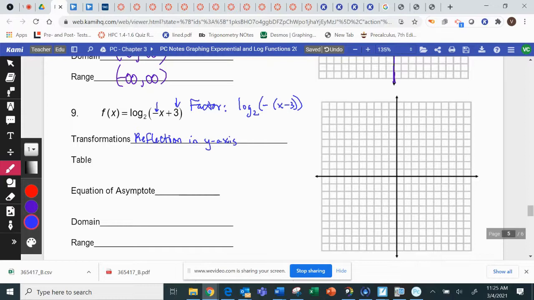So this is actually a translate right 3 units. If you don't believe me, graph it on your calculator or Desmos, you'll see it. Okay, so I would start by thinking about the 2 to the x. That's where I'm going to start. Even though there are transformations, I'm still thinking about the 2 to the x.